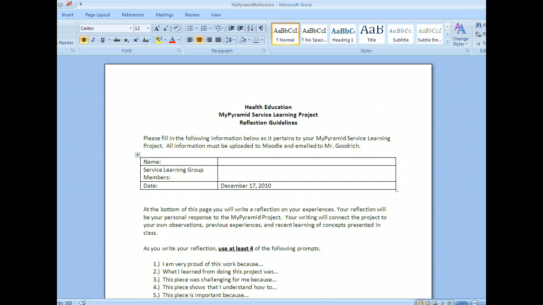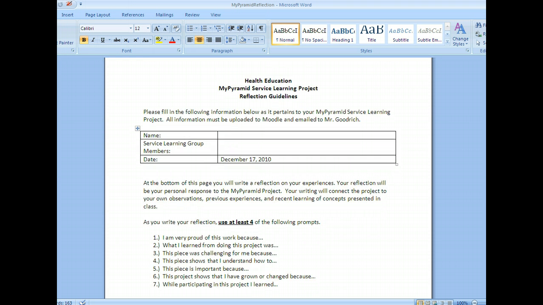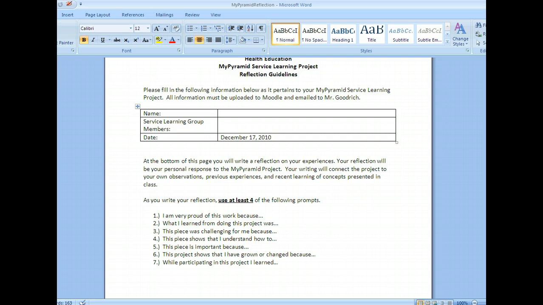As a part of the project, the students, in reflection, used these guidelines presented. They had to use the following prompts: their work, what they were proud of with this work, what they learned from doing their project, what was challenging about it, what they understood how to do, what piece is important, how the students grew or changed, and what they learned while participating in the project. This is a teacher-led guideline, but still a good format to see how a student reflects upon what they did and what they learned.